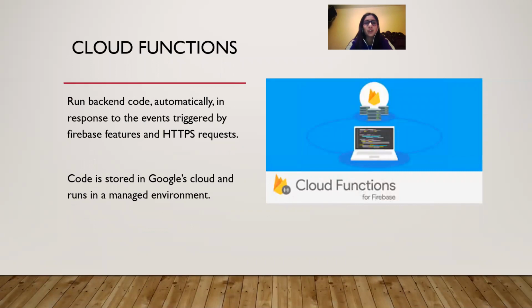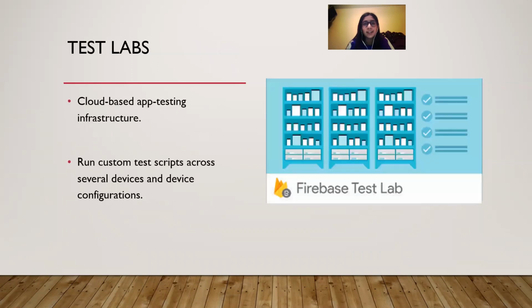Then comes cloud functions. So cloud functions basically run the backend code automatically in response to the events which are triggered by Firebase features and HTTPS requests. Also, our code is stored in Google's cloud and we can pull it whenever we want. It runs in a managed environment. So it's pretty good.